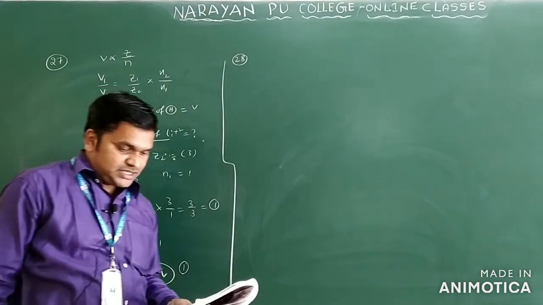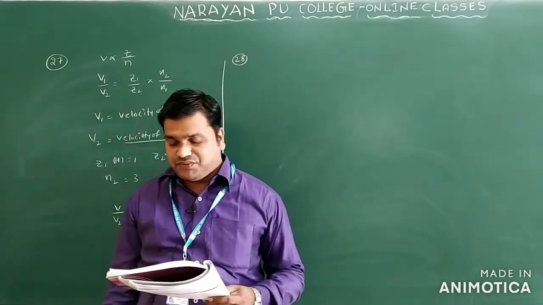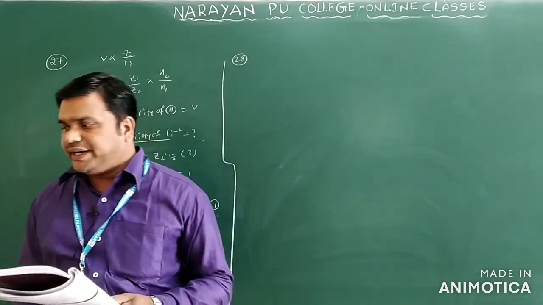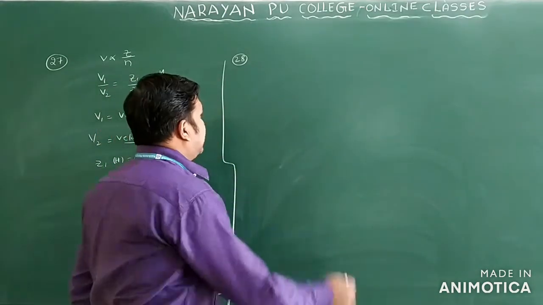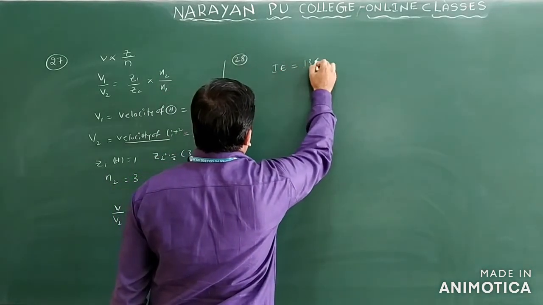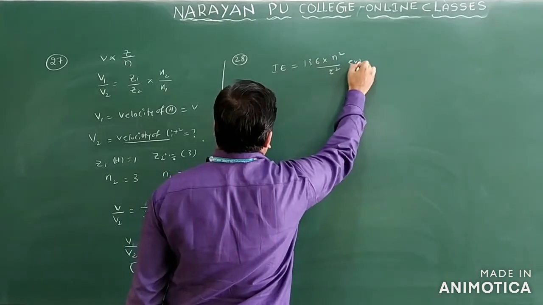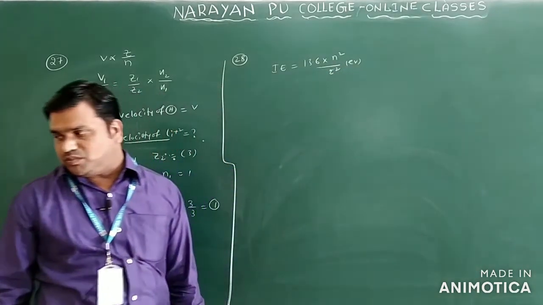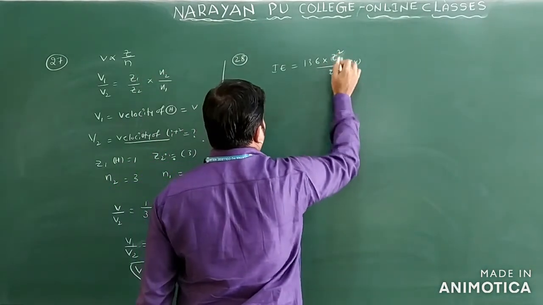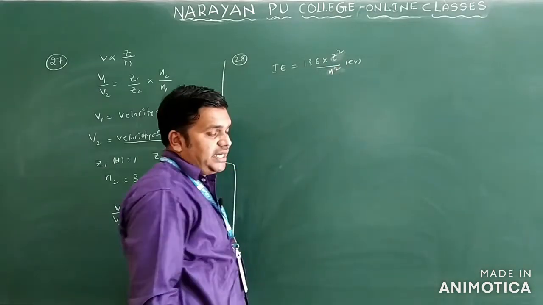So this is question number 27. Let us see the next question we have. The species has its fifth ionization potential equal to 340 volts only. What is the ionization energy formula? Ionization energy is equal to 13.6 into Z² by n² electron volts only. This is the formula for ionization energy.